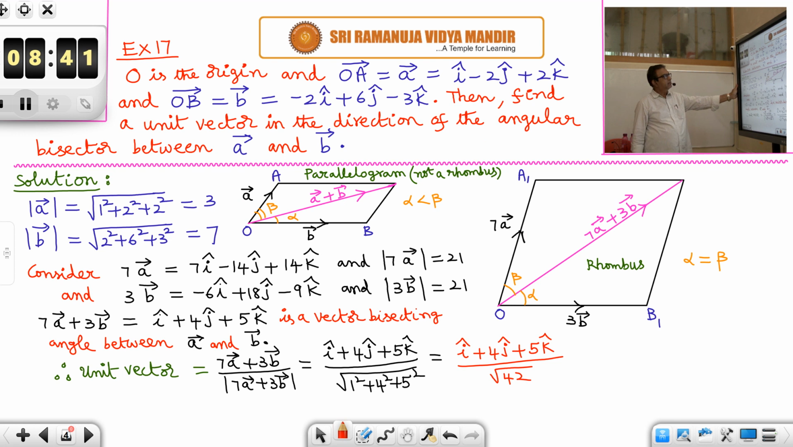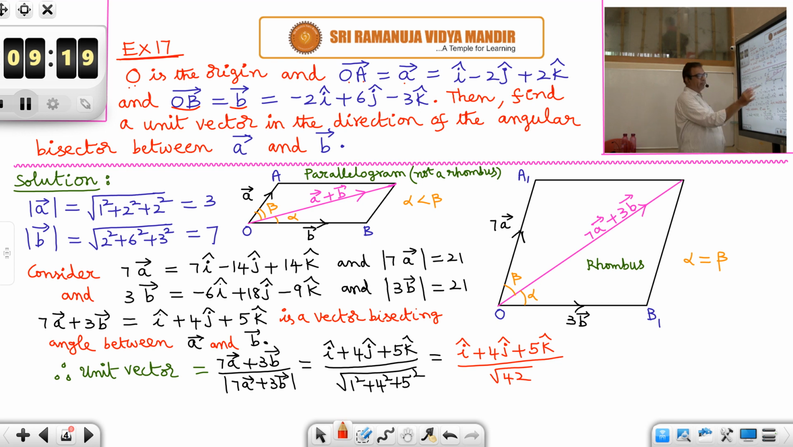That is 17. This is also very important. Angular bisector. This concept is very, very important. O is the origin and OA bar is equal to A bar, that is i minus 2j plus 2k. OA bar means position vector of the point A, because O is the origin. OA bar is nothing but position vector of point A, that is given as i minus 2j plus 2k. Similarly, position vector of B is also given. OB bar is B bar, that is minus 2i plus 6j minus 3k.